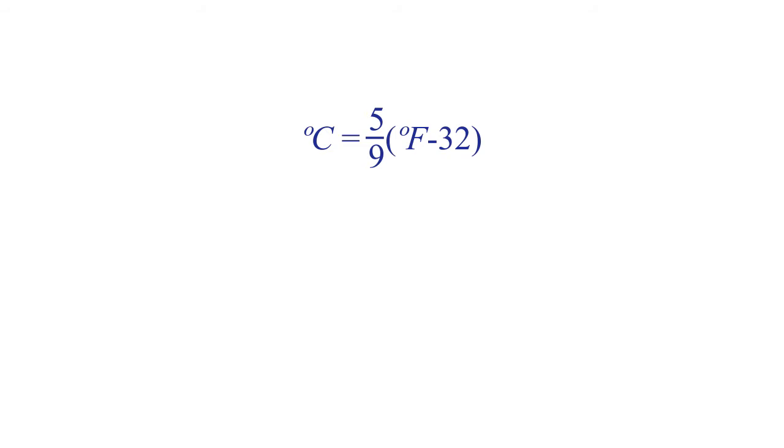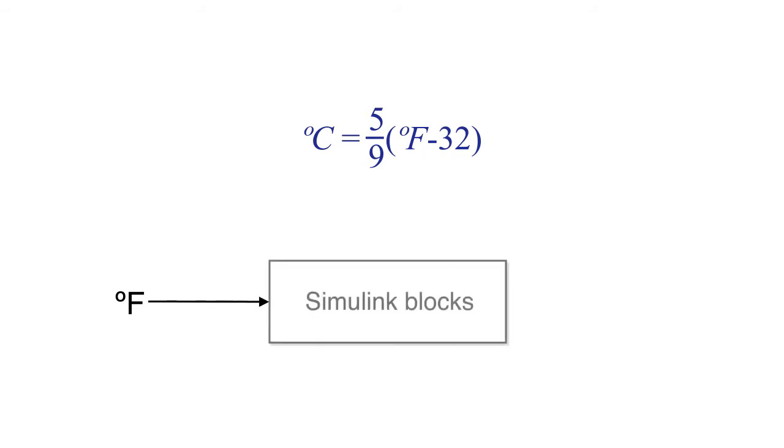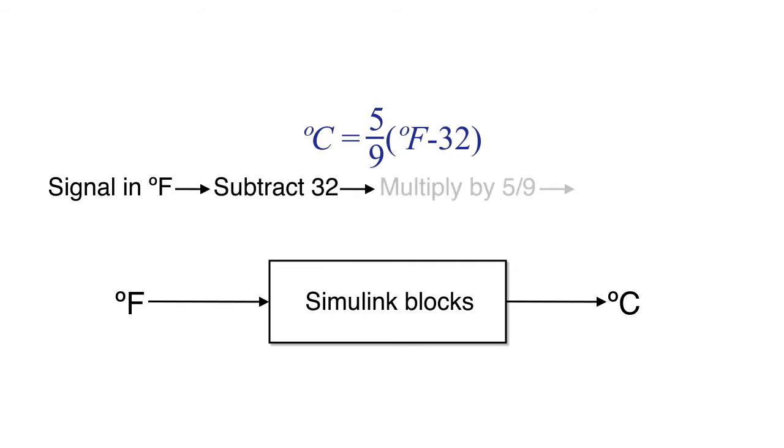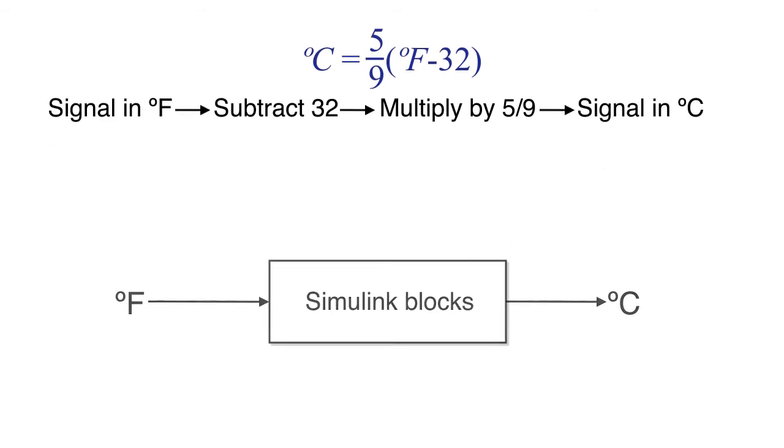How do we perform these algebraic operations? To do this, we'll start by writing out the math operations needed as our initial Fahrenheit signal moves through the model. This will help us identify the required Simulink blocks and how to connect them. We start by taking a signal in degrees Fahrenheit, subtracting 32, and then multiplying that difference by 5/9 to arrive at degrees Celsius. Now, let's mirror this flow in our model.